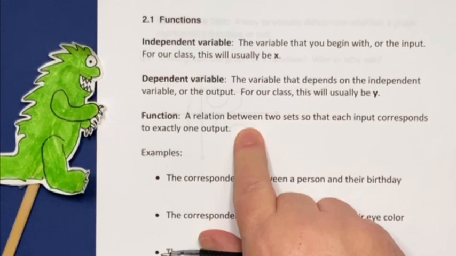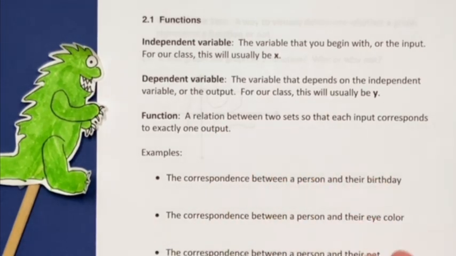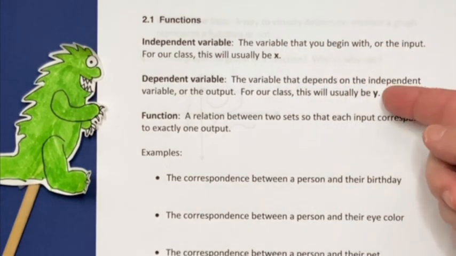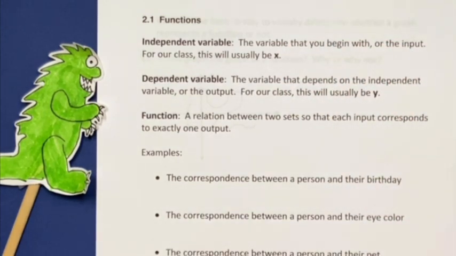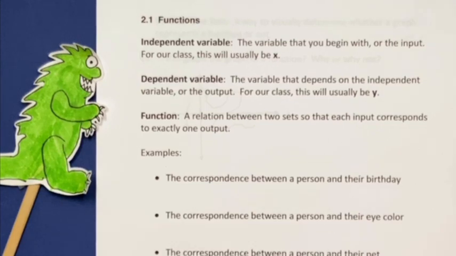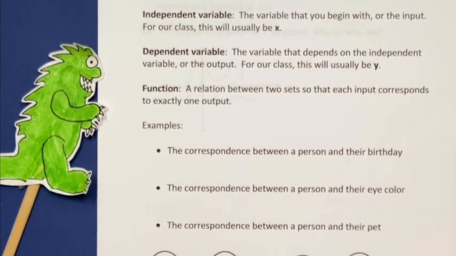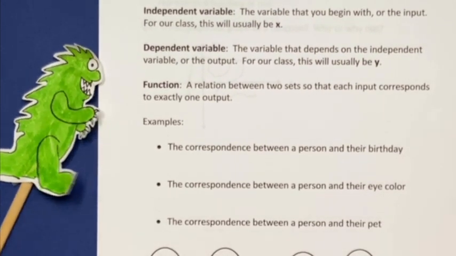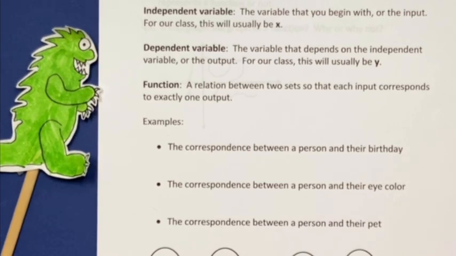And a function is a relation, a correspondence between two sets. So in this case, a lot of times it's going to be x and y, so that each input, each x, corresponds to exactly one output. So to discuss it, I'm going to discuss some real-world examples of relationships that might or might not be functions.